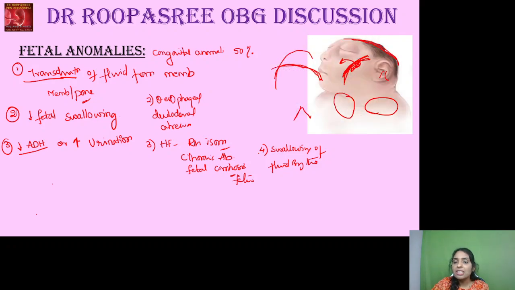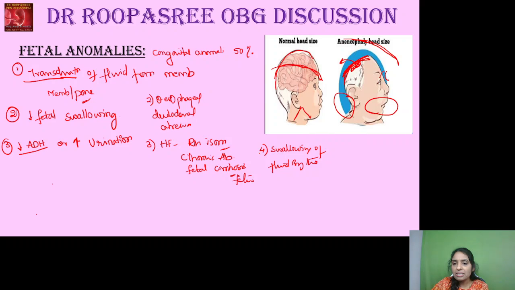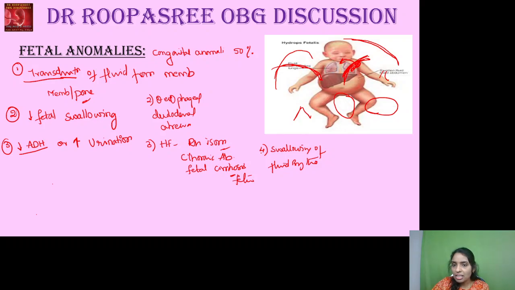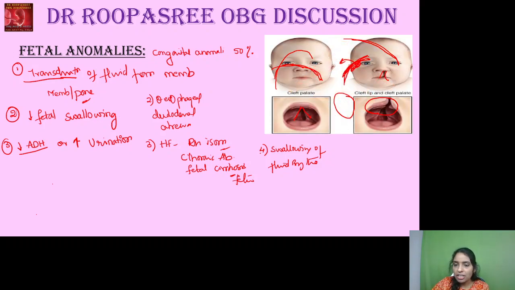To say once again, first one is anencephaly. Next is the esophageal or duodenal atresia, and the other one is hydrops fetalis, and the next is cleft lip or cleft palate. And aneuploidy conditions also may result. Aneuploidy means chromosomal abnormalities, which lead to conditions like Down syndrome and Edward syndrome.